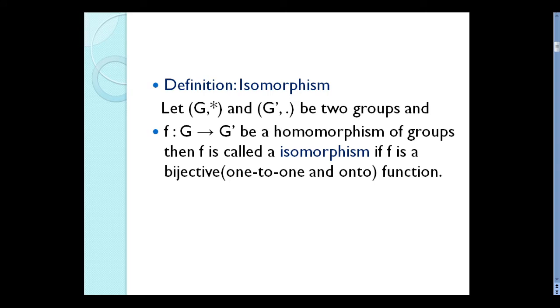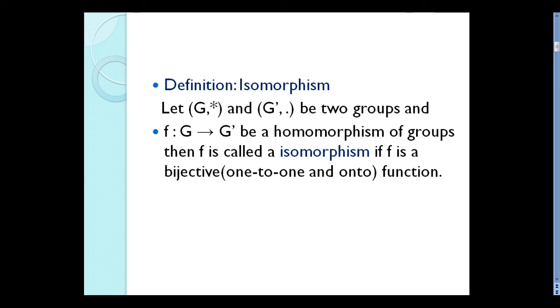Definition of isomorphism: let G under binary operation star and G dash under dot product be two groups and F is a mapping from G to G dash be a homomorphism of groups. Then F is called isomorphism if it satisfies one-to-one and onto function.